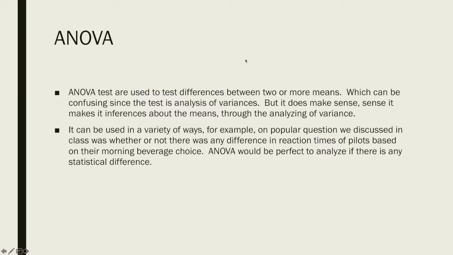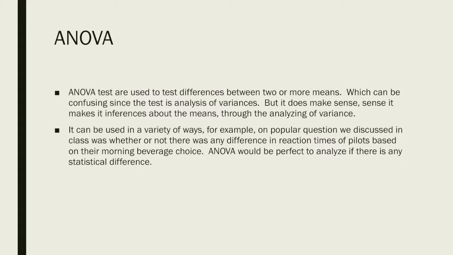Okay, next is the ANOVA test. So ANOVA is analysis of variance, and it's typically used to test differences between two or more means. That can be confusing because obviously it's analysis of variance, so aren't you analyzing the means? But it actually does make sense because it makes inferences about the means through the analyzing of the different variances.